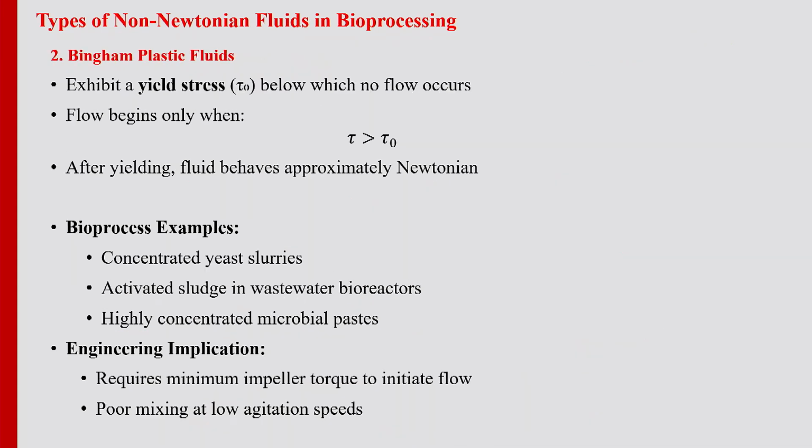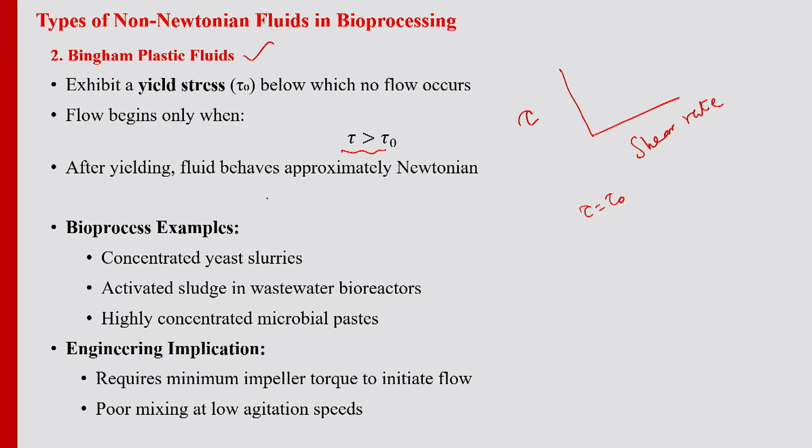The next one is the Bingham plastic fluids. In the same way, if you plot shear stress tau against shear rate, there is tau equal to tau naught. Until that point there is no flow. Only if you exceed tau naught, the shear stress, does the flow start. That is called a Bingham plastic.